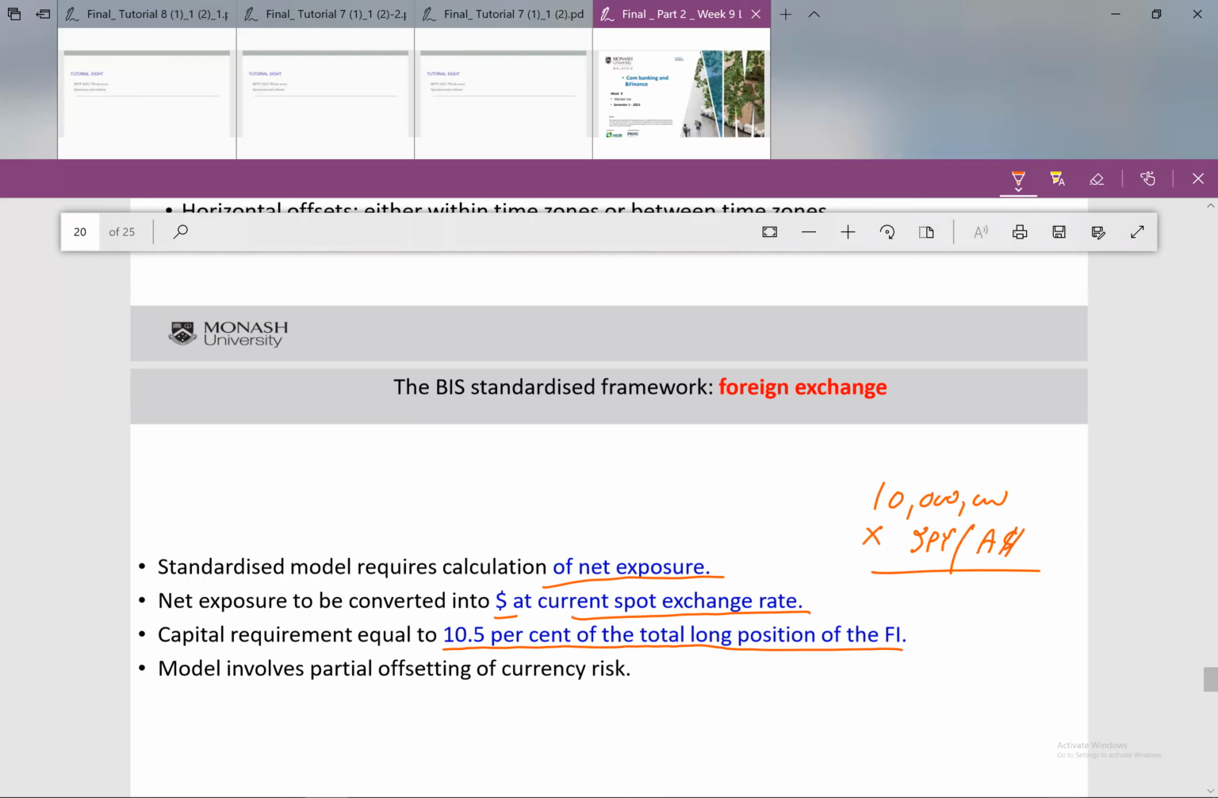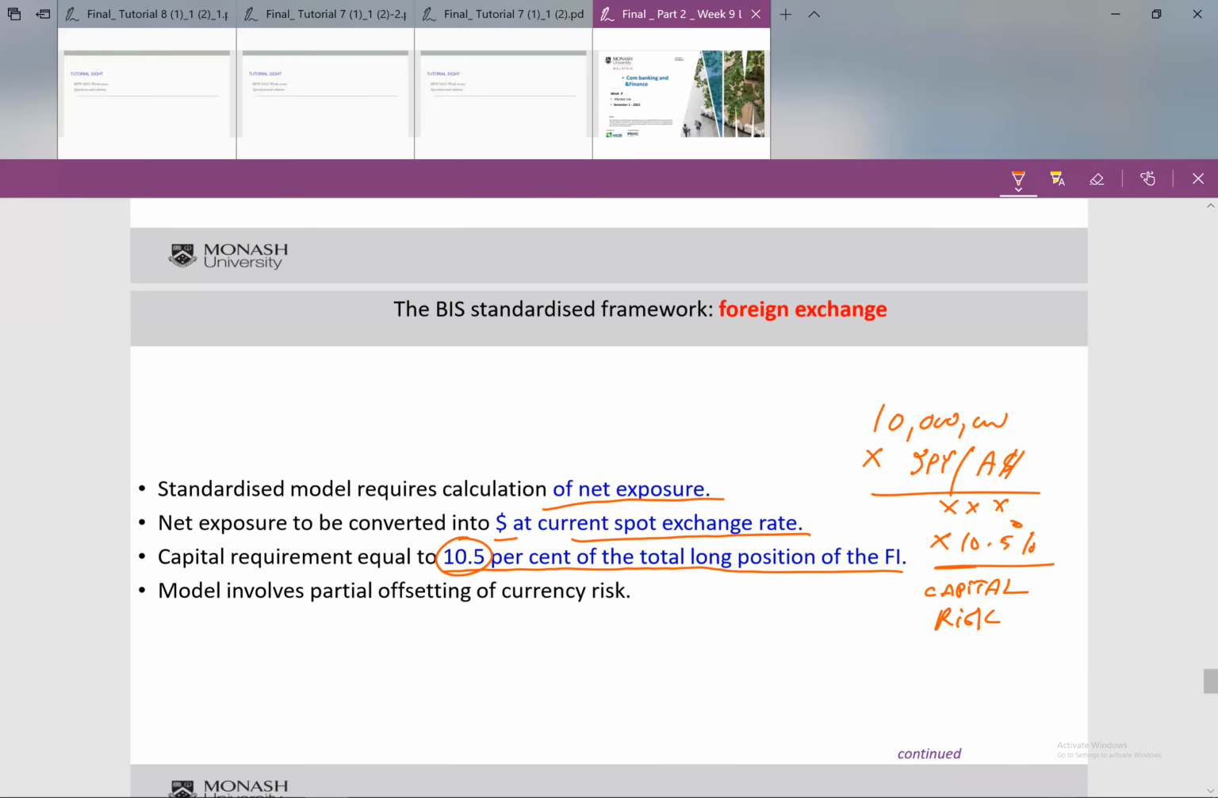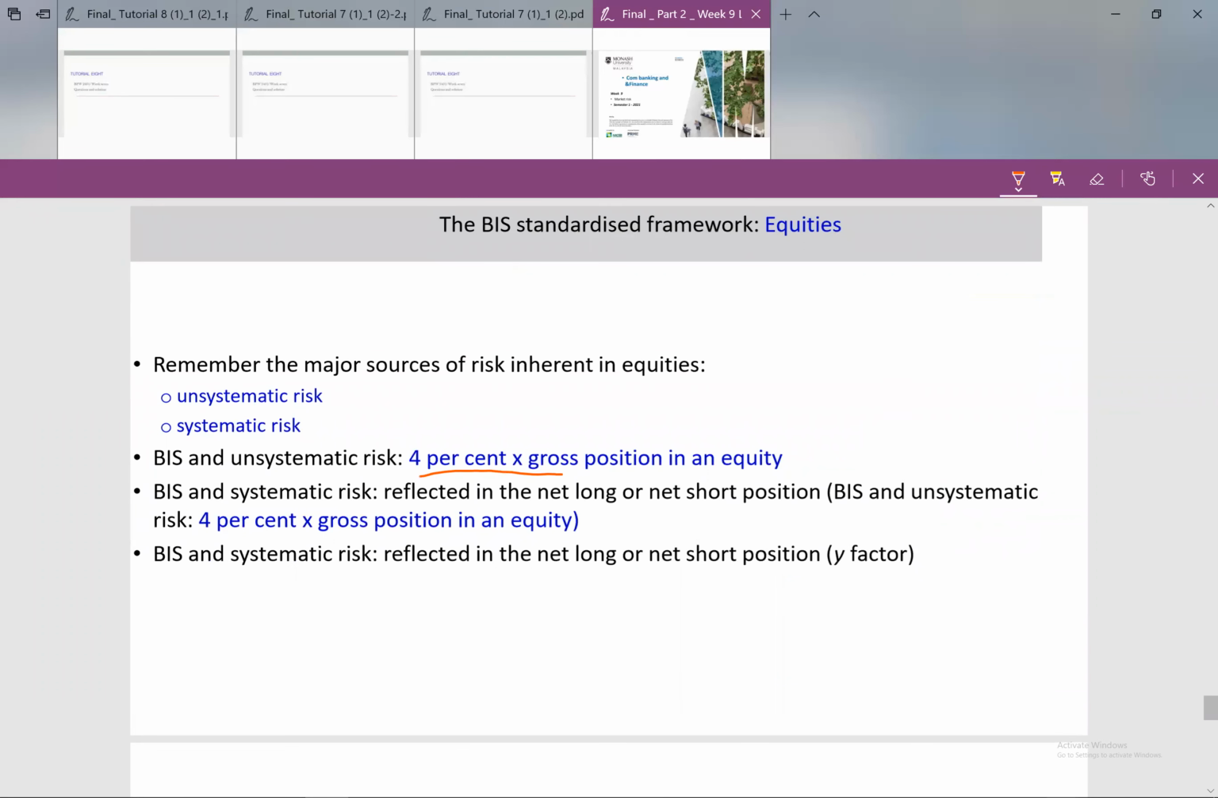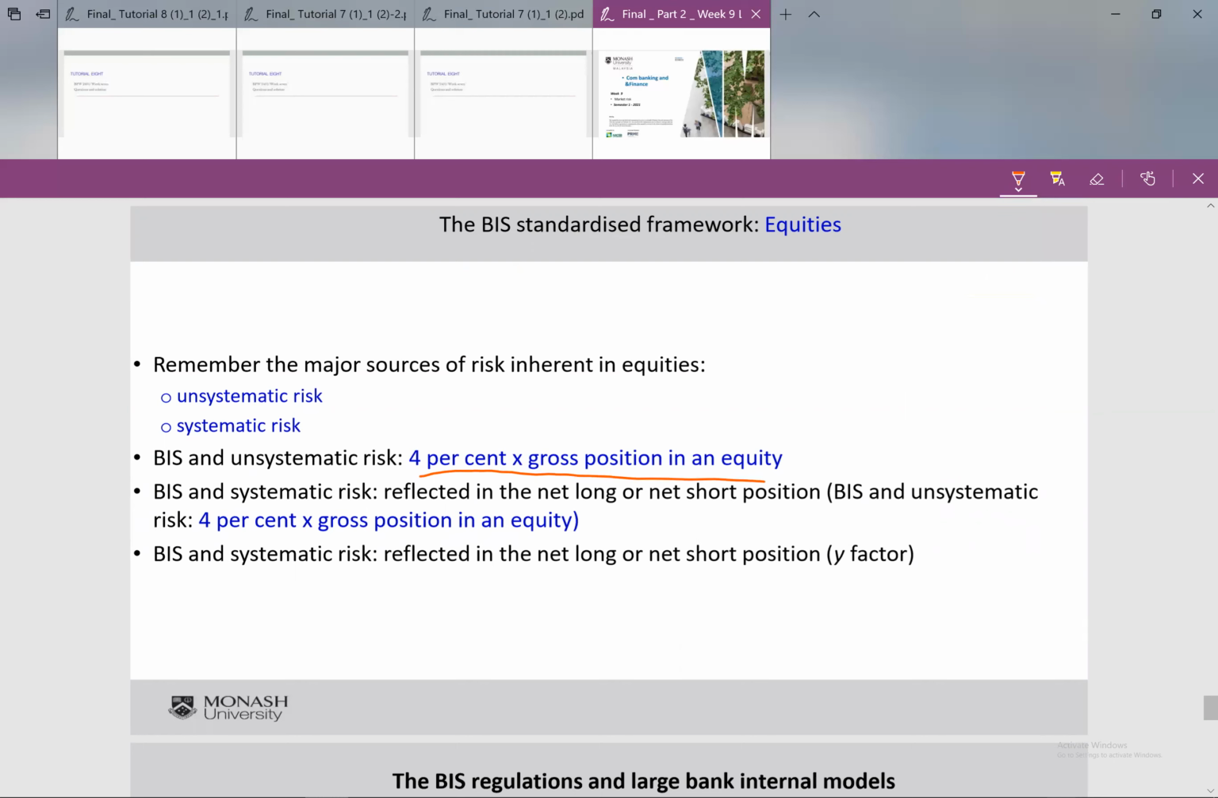So actually it's 10.5% of the long position. Remember, we are talking now about the capital adequacy of the total long position of the financial institutions. What we mean by the long position is your inventory. You multiply this amount, whatever it is in dollars, by 10.5%. This is your capital risk. It's very straightforward.